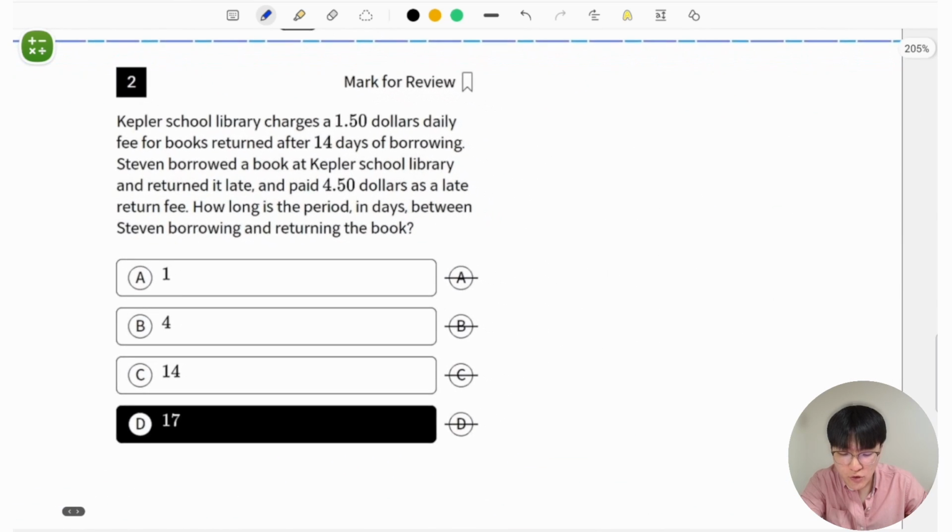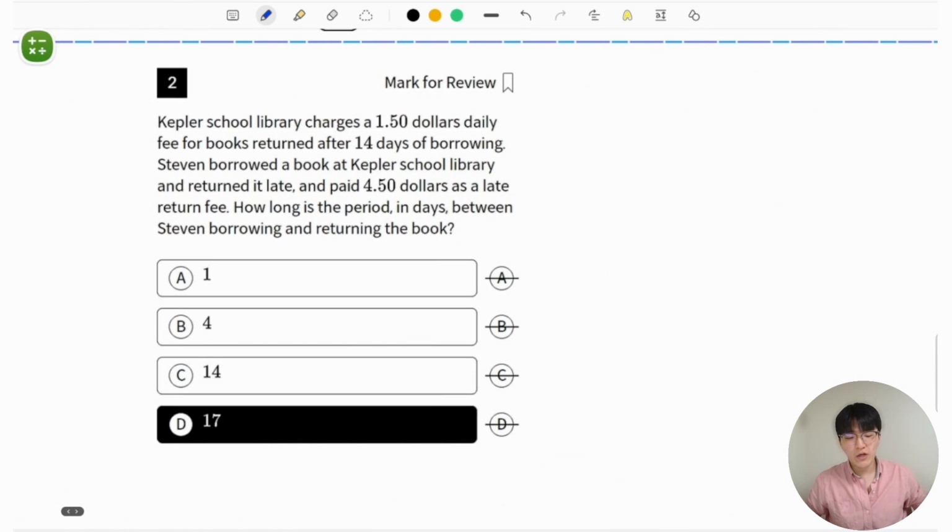Question number 2. Kepler School Library charges a $1.5 daily fee for books returned after 14 days of borrowing. So up until 14 days, it's exactly free. And Stephen borrowed a book at Kepler School Library and returned it late and paid $4.5 as a late return fee. How long is the period in days between Stephen borrowing and returning the book? So on the 14th day, Stephen needs to pay nothing. But on the 15th day, how much does Stephen need to pay?